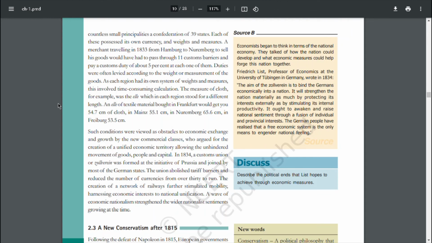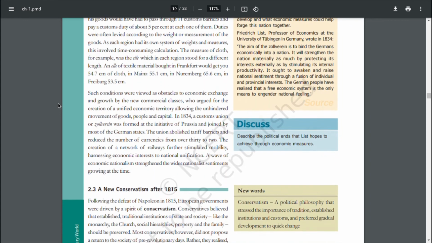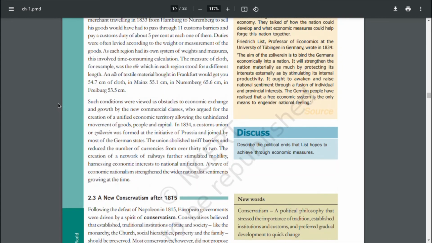The measure of cloth, for example, was the Elle, which in each region stood for a different length. An Elle of textile material bought in Frankfurt would get you 54.7 cm of cloth. In Mainz, 55.1 cm. In Nuremberg, 65.6 cm. In Freiburg, 53.5 cm. Such conditions were viewed as obstacles to economic exchange and growth by the new commercial classes, who argued for the creation of a unified economic territory, allowing the unhindered movement of goods, people, and capital.